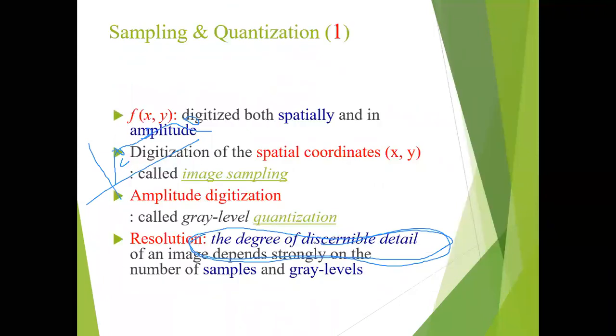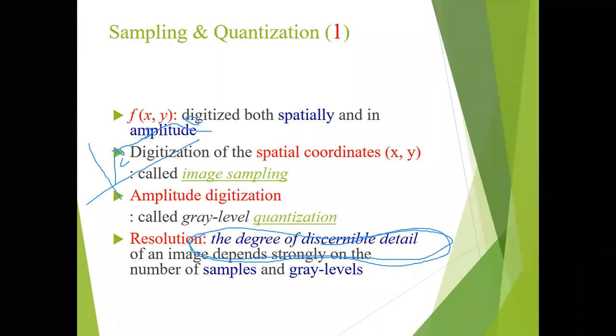So f(x,y) is digitized both spatially and in amplitude. That means the coordinates are sampled on the x-axis and y-axis, and at the same time the amplitude is also digitized. Digitization of spatial coordinates is called image sampling, and if the amplitude is also digitized, then it is called quantization. Amplitude generally means gray levels.